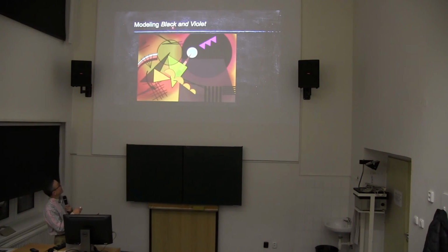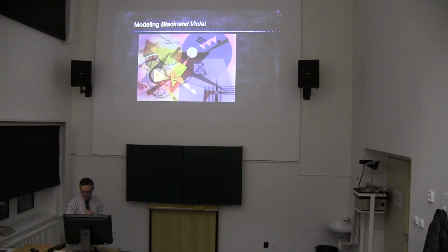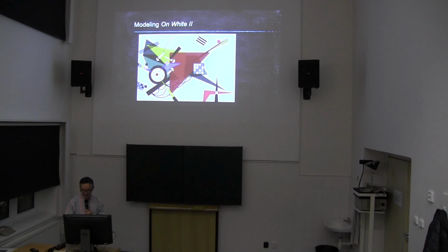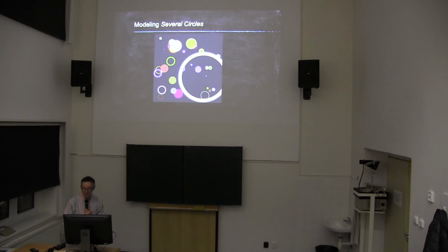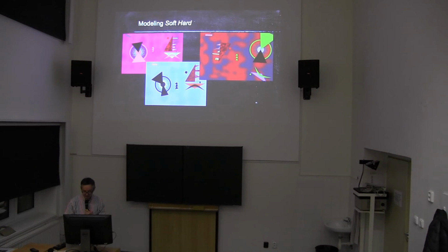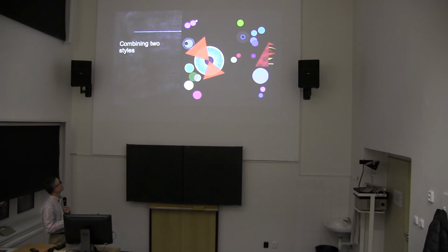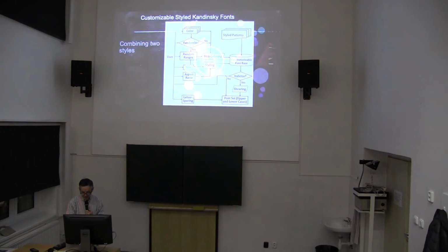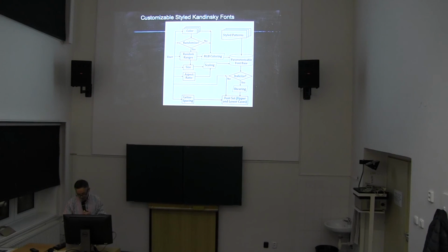And this is another Kandinsky painting called Black and Violet. Another one called On White 2. These are all computer generated, with several circles. This is called Soft Hard. We can even combine different paintings together, have different elements mixed, and then based on that, we can actually generate Kandinsky fonts. That's what I recently did.